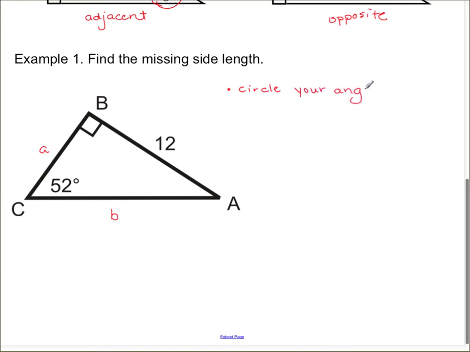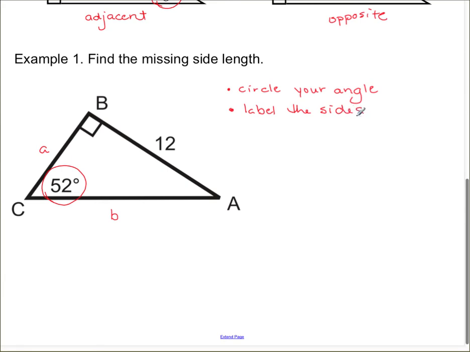Now that's going to be the angle you use, so it has to have a number on it, because using this angle over here would be perfectly useless to us. It does not have a number. So I'm going to use this angle here, and now after I circle the angle, I'm going to label the sides the same way I did up top.